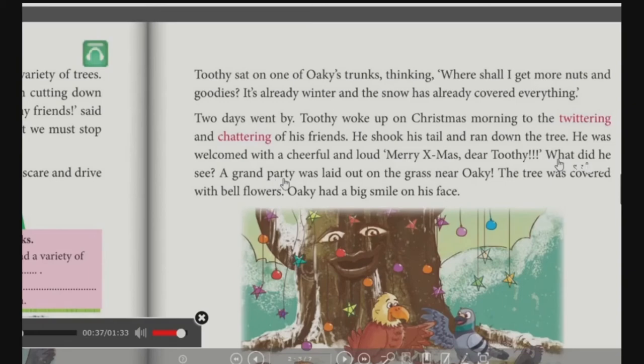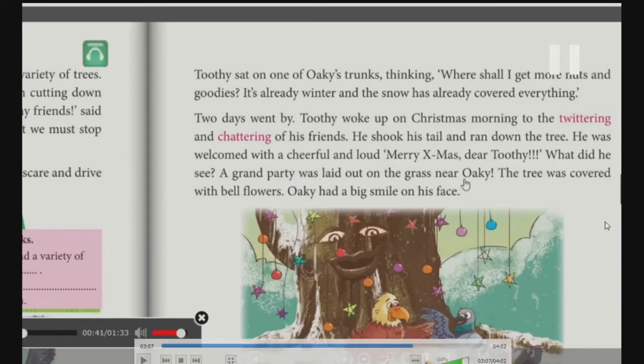A grand party was laid out on the grass near Oaky. Laid out means it was held. There was a grand party, Alishan, near Oaky. And near Oaky, but where? It was on the grass. That means around Oaky or close to Oaky.